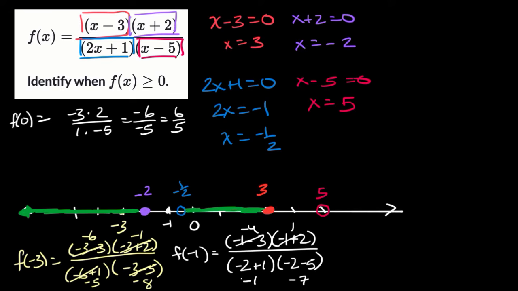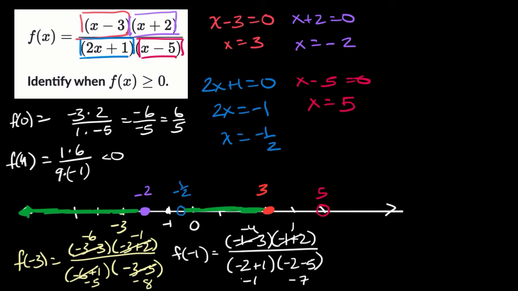Now let me try out 4, see what's going on there. I'm guessing that we might have a sign switch and this might not work. But let's try f of 4. f of 4 is going to be 4 minus 3, which is 1, times 4 plus 2, which is 6, over 2 times 4, which is 8, plus 1, which is 9, and then 4 minus 5 is negative 1. So it's going to be a positive over negative. So this is less than 0. Yep, this interval doesn't count.